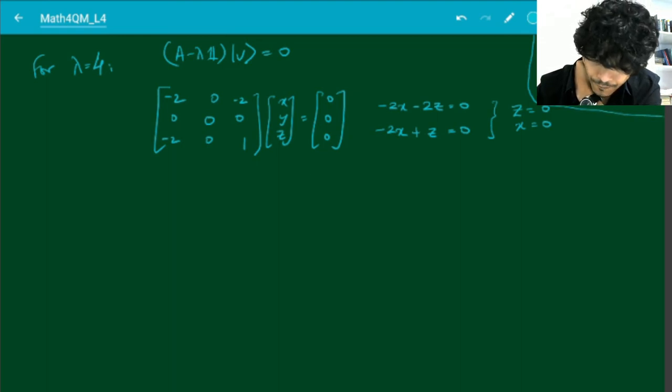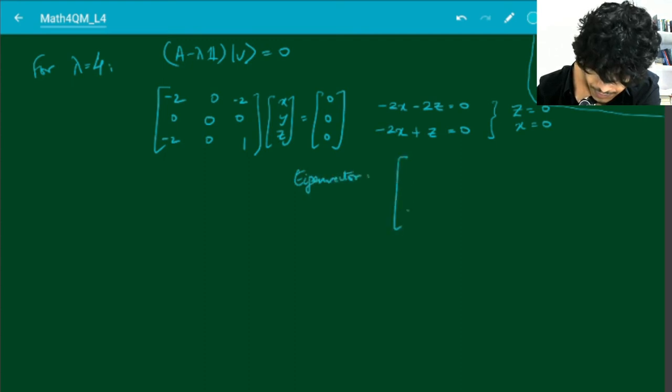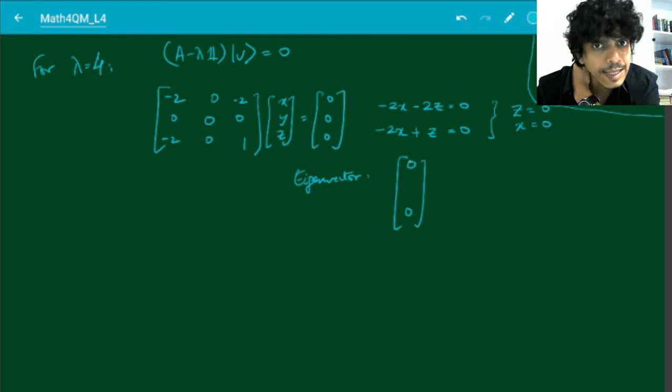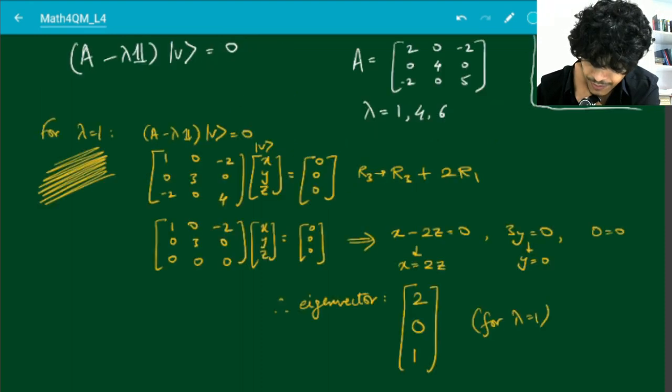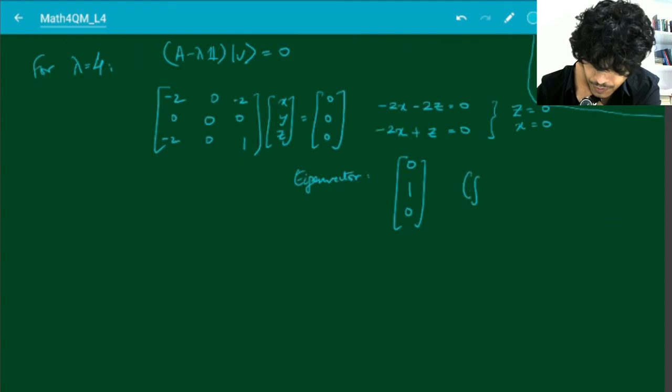So for this, the eigenvector: z is 0, x is also 0. It doesn't tell you anything about y, which means y can be anything. So I'll put a 1 over there. So this is the eigenvector for lambda equal to 4.